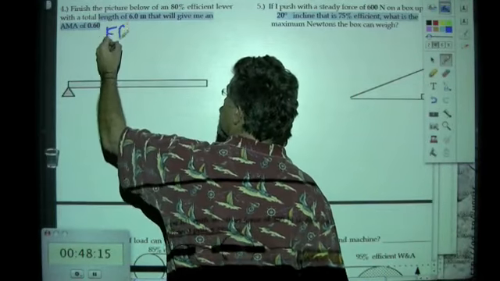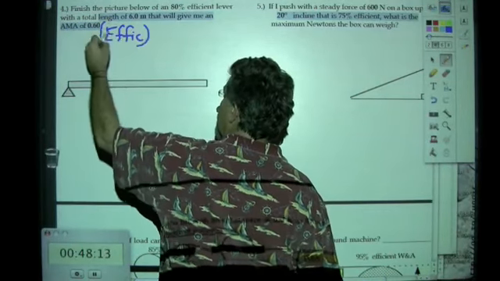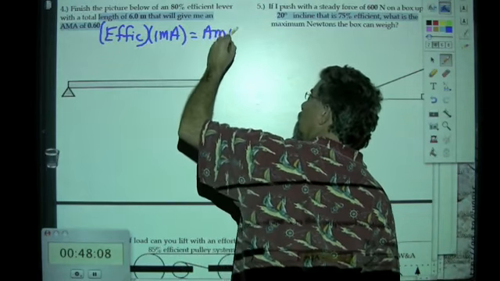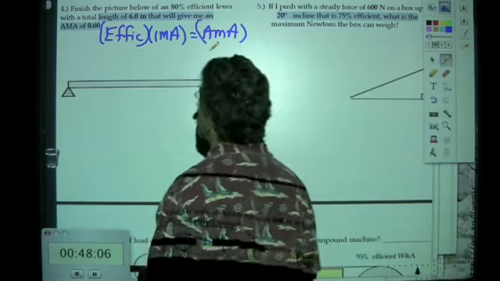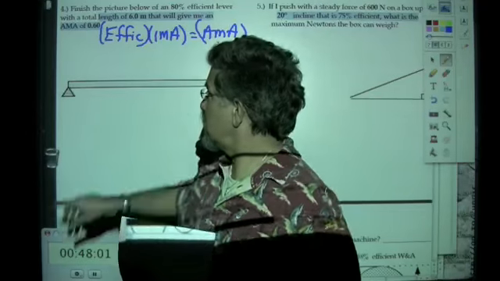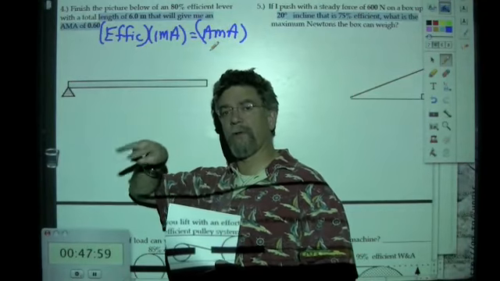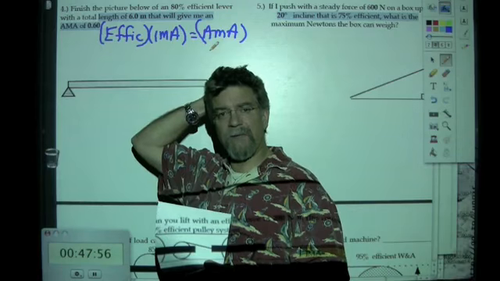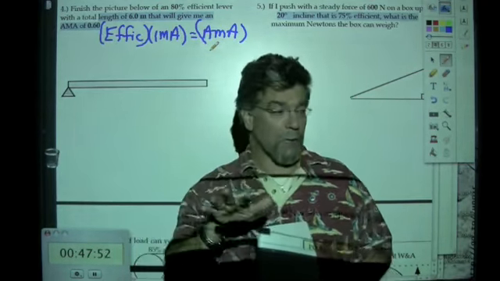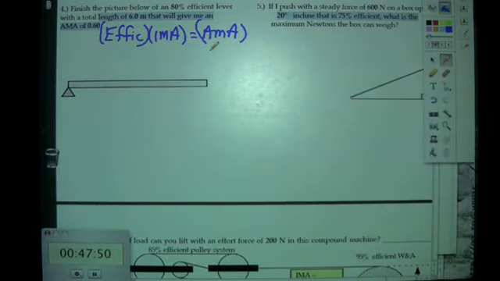Remember that efficiency times IMA equals AMA. And so that'll be needed here. It has an AMA of 0.6. Now remember, my pivot is on the end, so I know it's a second or a third class lever. But if the AMA is less than 1, it has to be a third class lever, because third class levers do not give you a force advantage, they give you a distance advantage.